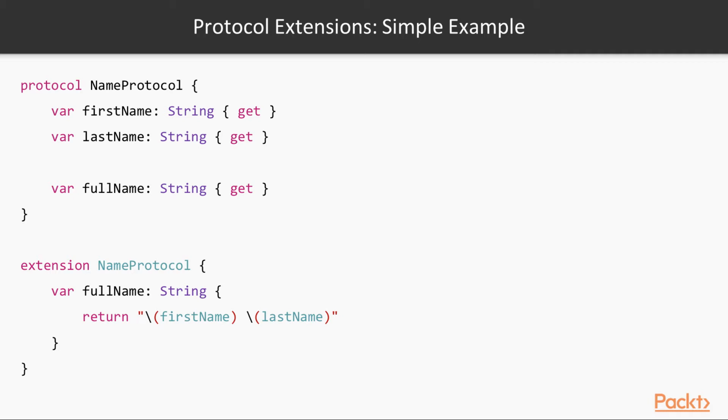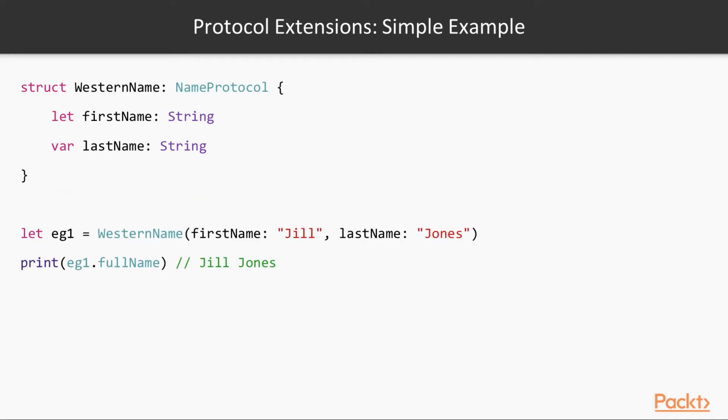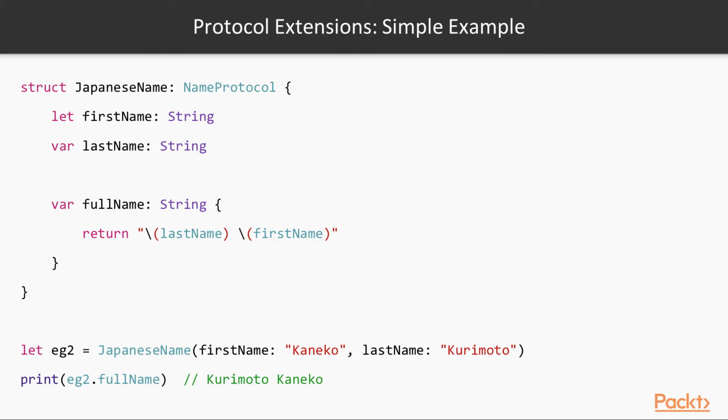Now let's consider implementing this on some types. Let's start with an example of a Western style name. In this case, our requirements for the full name match the protocol extension, writing first name first and last name second. But how about when we want to adopt this on a type with different requirements? In this Japanese name type, we want to print the last name first and the first name second. How can we do this? We can't use the default implementation. Well, no problem. We simply override the default implementation and provide our own, as I've done here, with the full name property on the Japanese name struct.